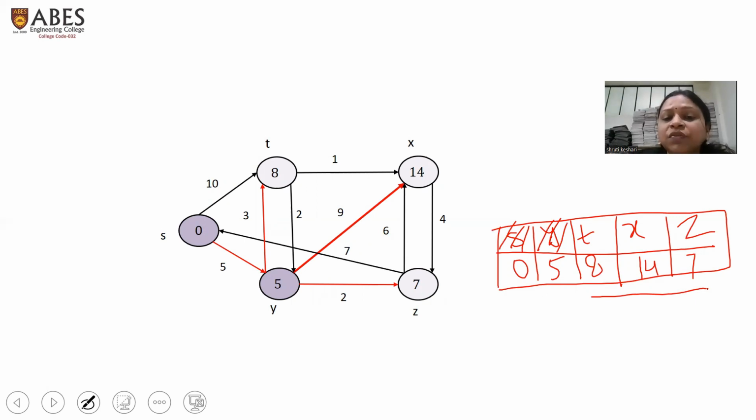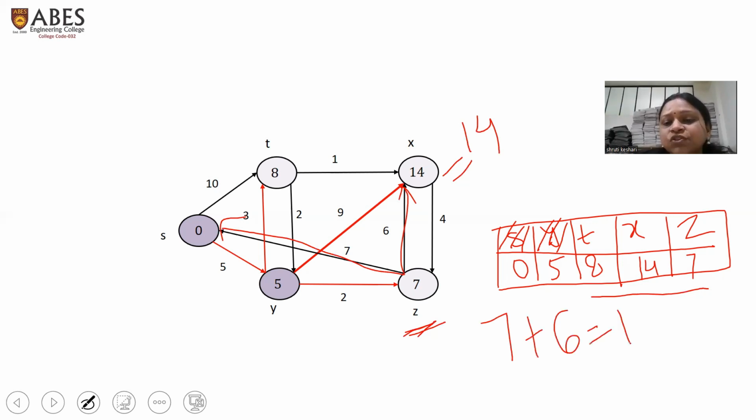Now check all the edges starting from Z. That is this one and this one only. But S is already visited, so you can only check for the relaxation of X. Now check this one. The original weight is already 14 and Z is standing at 7. 7 plus 6 is equal to 13. 13 is less than 14, so you can update this value to 13. It will get updated to 13.